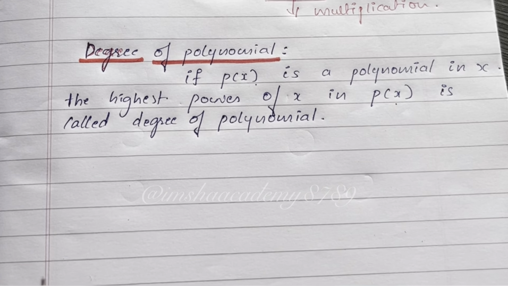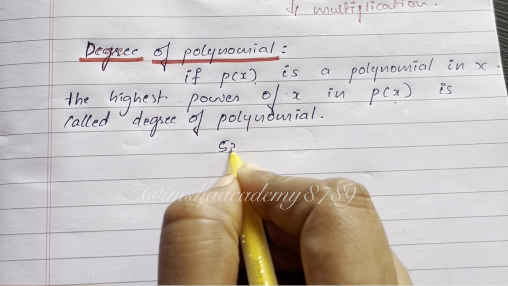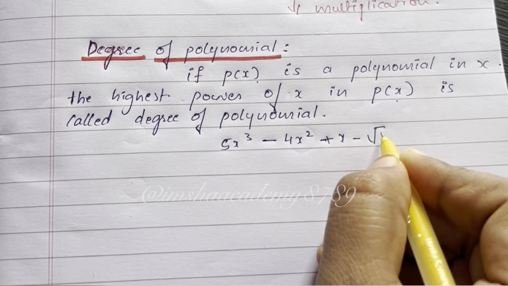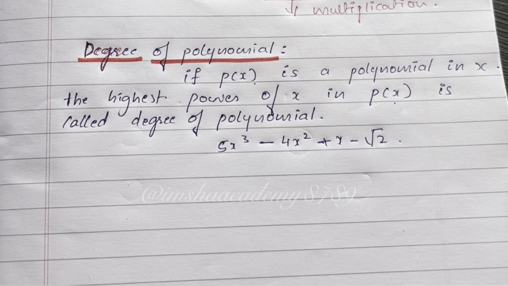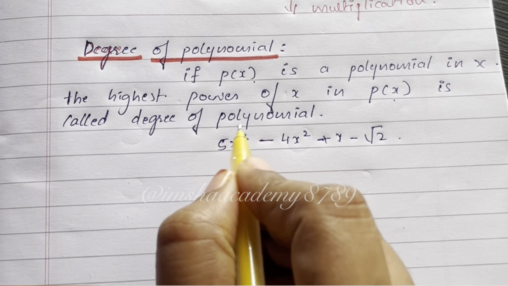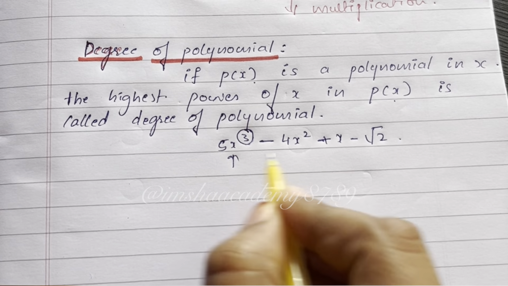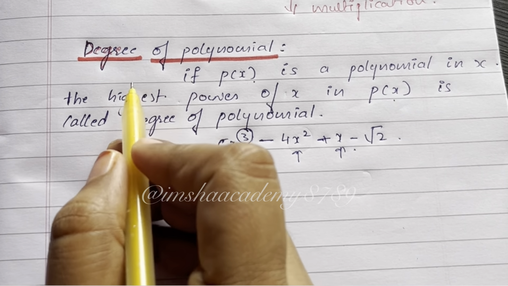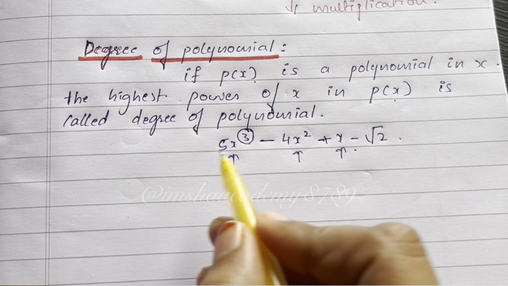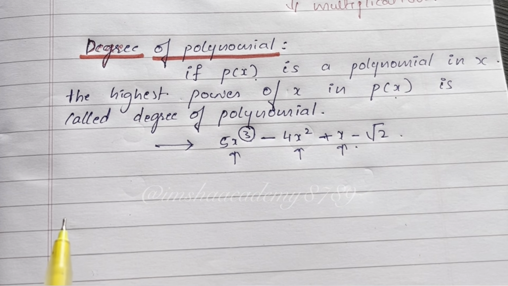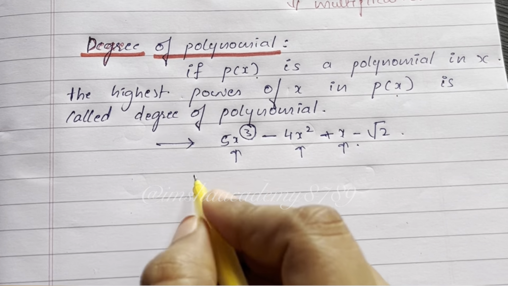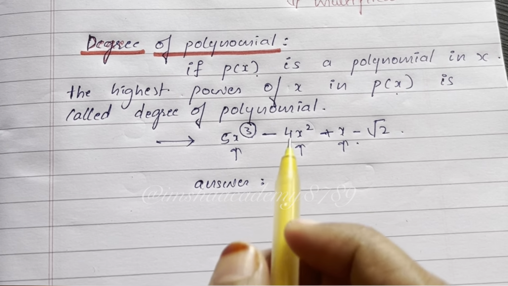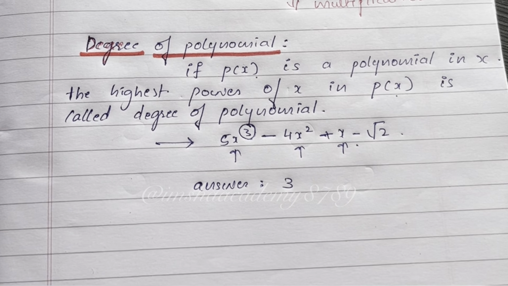Let me explain with an example. For example, 5x cube minus 4x square plus x minus root 2 is a polynomial. So here the highest degree is what? 3. The highest power of x is 3, right? So if a question appears in the exam asking the degree of this particular polynomial, you must write the answer as 3. Why? Because in this expression the highest degree is 3.